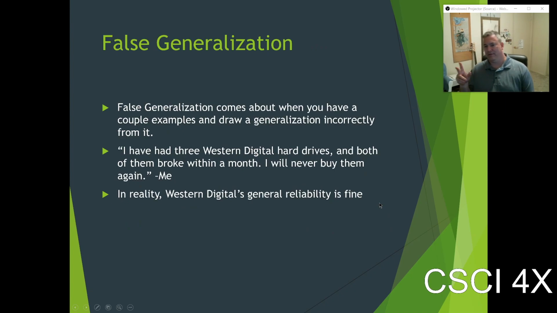Okay, false generalization. So there's actually quite a few false generalization fallacies that go under different names. In general, though, sometimes you'll see it called hasty. Hasty generalization is one kind of it. So hasty generalization is when you have a fairly small sample size. For example, I bought 3 Western Digital hard drives back in the day, and all 3 of them broke within a month.